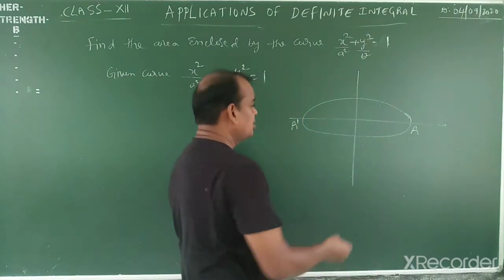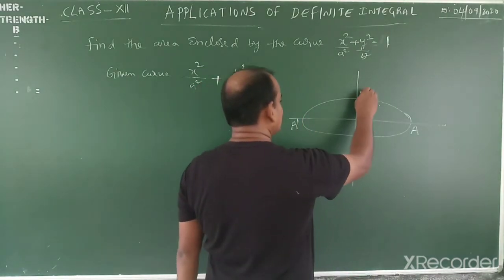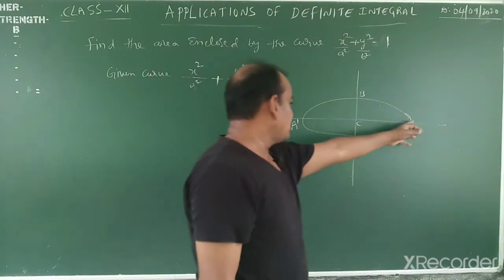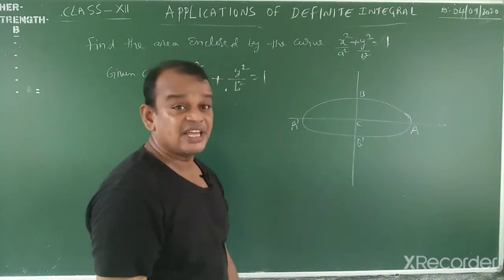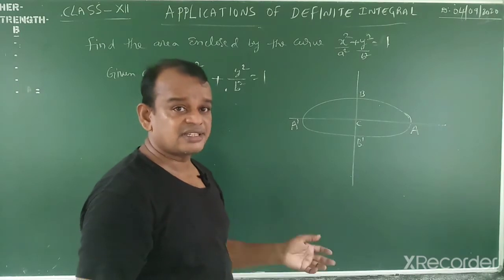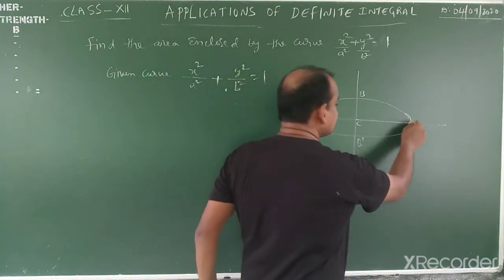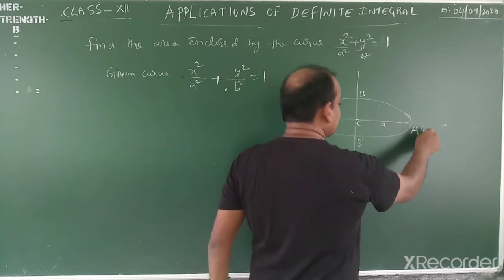This is 100% the center. This is called B dash. Okay, my dear students. This is A dash, that is the major axis. The total length of the major axis is 2a. C is the midpoint, which means this distance is a. That's why this point is a comma 0.